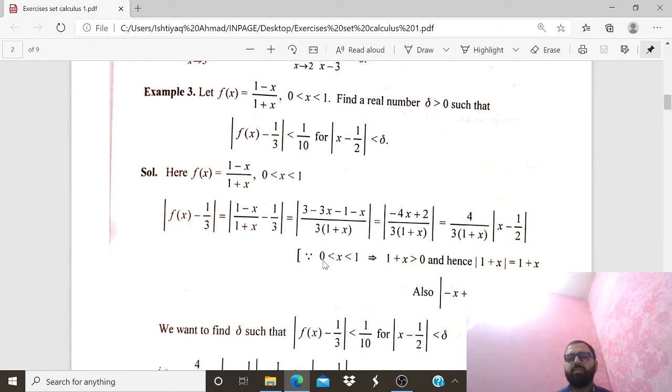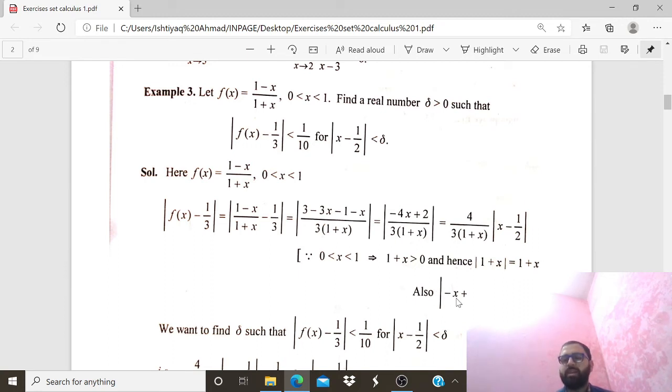So here you can see that x is lying between 0 and 1. This immediately suggests that 1 plus x should be greater than 0, isn't it? Because if x is greater than 0, then 1 plus x is greater than 1, and 1 is in fact greater than 0. So that means 1 plus x is greater than 0. Why am I saying this? Because I want to find out the mod of 1 plus x. Since 1 plus x is greater than 0, and whenever we have any quantity which is positive or 0, the mod is going to be that same quantity. So mod of 1 plus x is going to be 1 plus x.